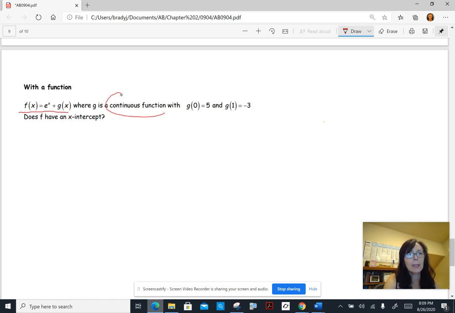They tell me it's continuous. That may be a clue. And they give me a closed interval. Okay, so let's see. And they asked me about f, not about g. So is f continuous? I think so.